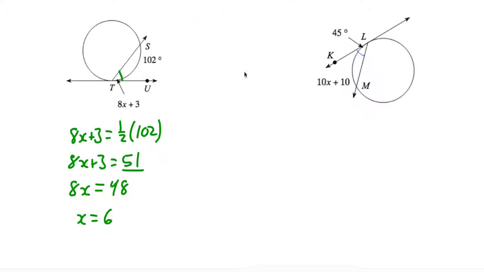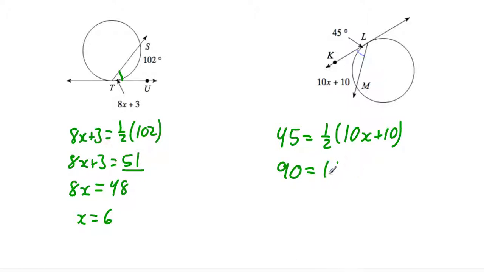So for that next problem there, again, we have the same situation, where we know that that angle 45 is going to be 1/2 of 10x plus 10. Now again, two options. These are both even numbers, so I can distribute this in and get 5x plus 5, or I can multiply both sides by 2. If I multiply both sides by 2, I get 90 equals 10x plus 10. Subtract 10 from both sides, so I get 80 is equal to 10x, divide by 10, and I get x is equal to 8.